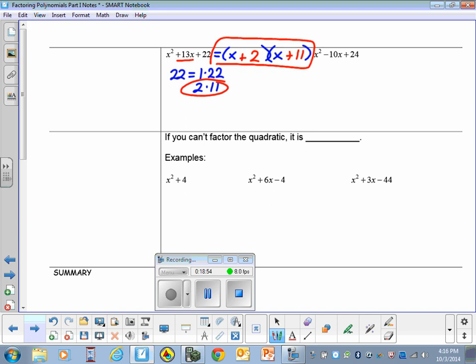Last example here. Two sets of parentheses, and they both start off with x. I look at 24. 24 is 1 times 24, 2 times 12, 3 times 8, 4 times 6. Because 24 is positive, either both of these are positive or both of these are negative. I look at B. They're both going to have to be negative. Which ones add up to negative 10? Negative 4, negative 6.